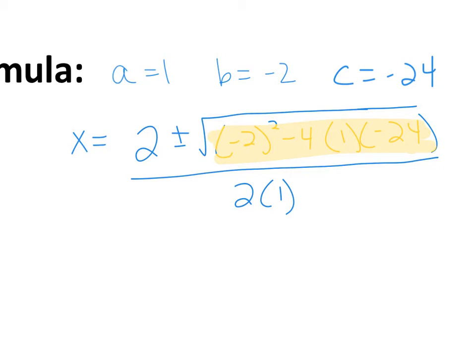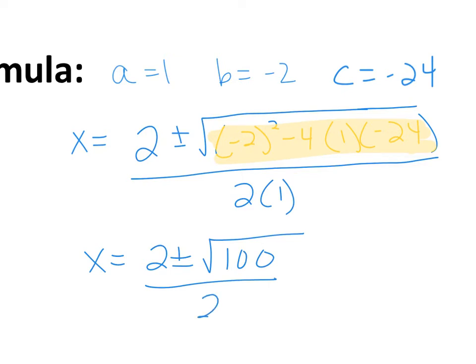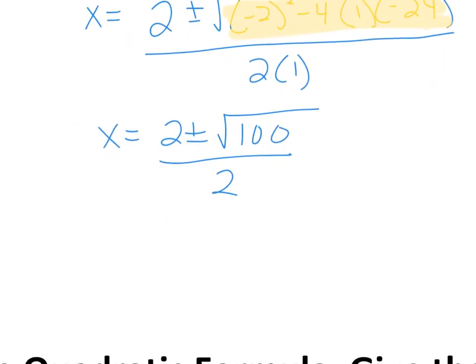Okay, and so what I'm getting on the inside here, I'm getting x equals 2 plus or minus the square root of 100. And then on the bottom, the 2 times 1, I'm going to go ahead and make it a 2. All right, so the very first thing I do is I always just type in what's inside that square root, or what's inside that radical. Now I'm actually going to take the square root of 100. So I'm going to get x equals 2 plus or minus 10 divided by 2.